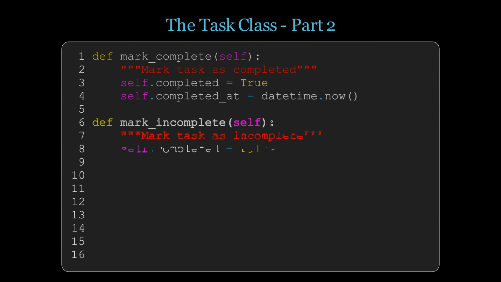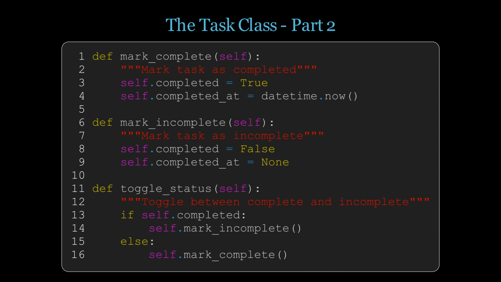Now let's add methods to change task status. We need to mark tasks as complete or incomplete. These methods will update the task state and track when completion happens. The markComplete method sets the completed flag to true and records the completion timestamp using datetime.now. This lets us track when tasks were finished.